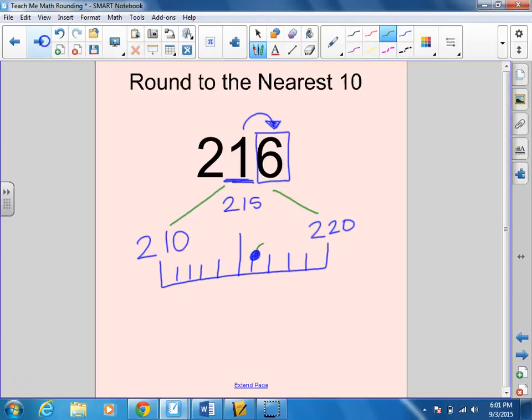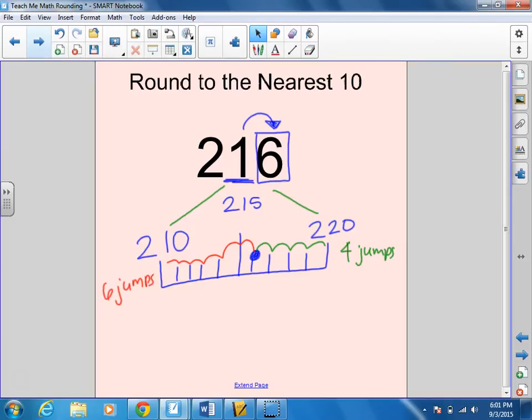As we count our jumps, 1, 2, 3, 4. It's 4 jumps to the right. And it is 1, 2, 3, 4, 5, 6. 6 jumps to the left. We can see that it took only 4 jumps to reach 220. Therefore, 216 rounds to 220. Traditionally as well, we know that because 6 is our rounding number, anything 5 or more will always round to the higher value.